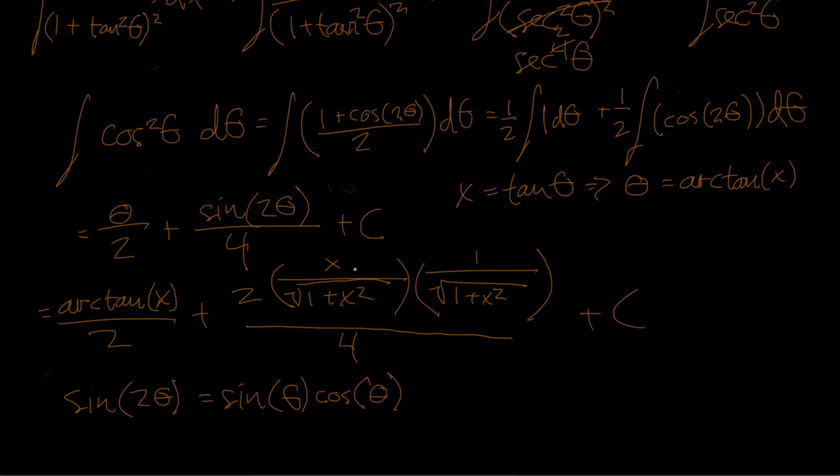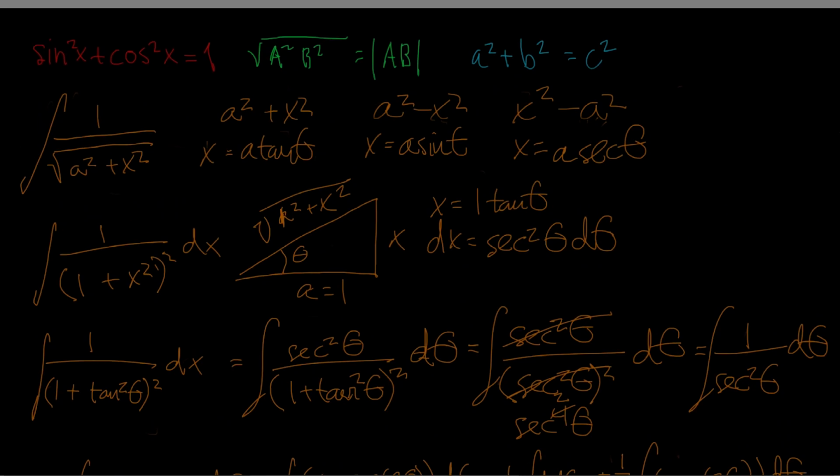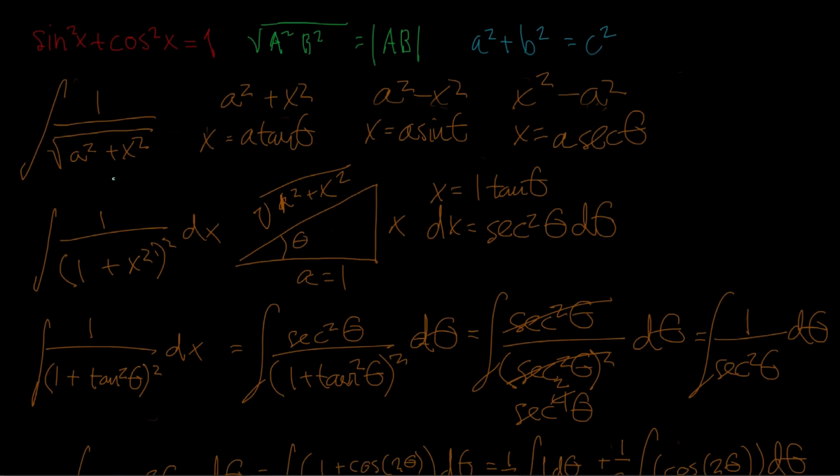And you can go back and multiply these through, and you're probably going to get 2x over 1 plus x squared over 4, and simplify that further, right? But the general process that we've gone through is to say that if the expression takes either the form of a squared plus x squared, a squared minus x squared, or x squared minus a squared, that we can use a substitution, right? And depending on which of those three forms, you're going to use a different substitution, right?